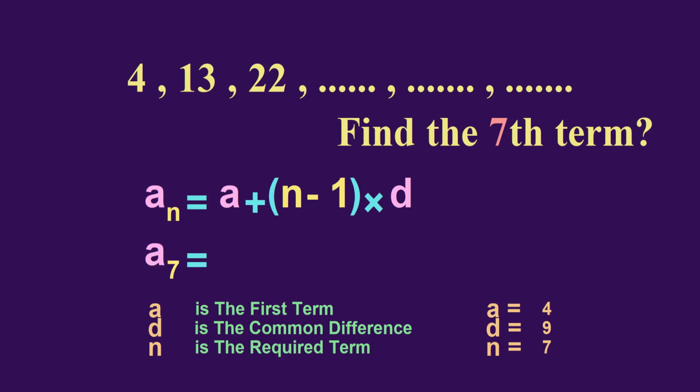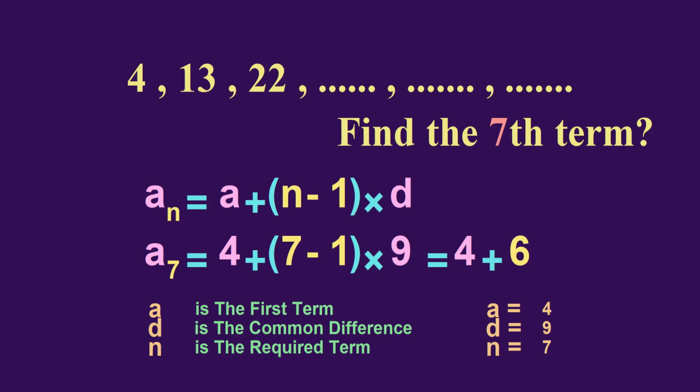a7 equals 4 plus 7 minus 1 times 9, which equals 4 plus 6 times 9, which equals 58. And this was the solution by using the formula method.